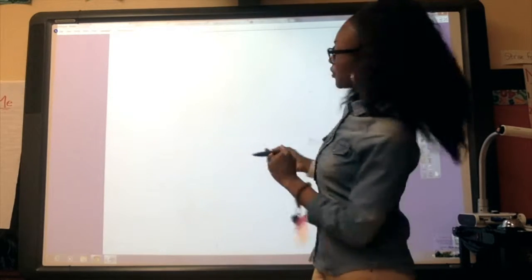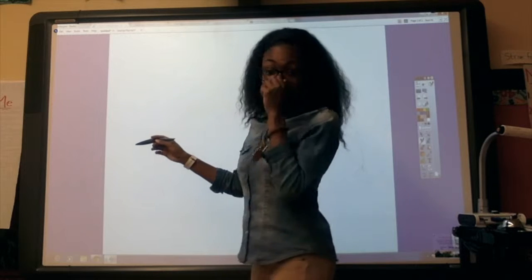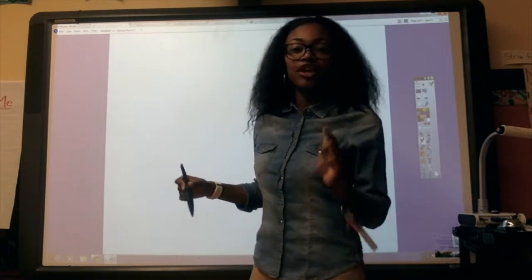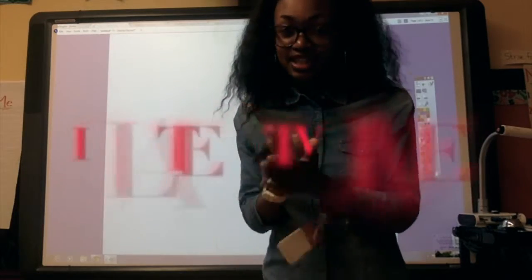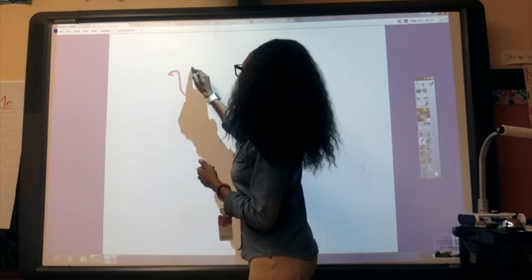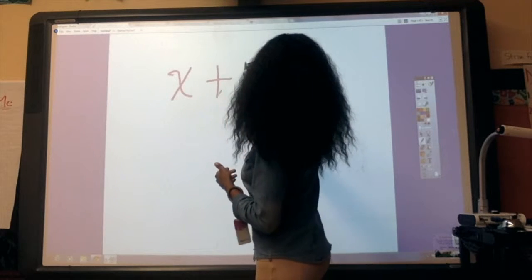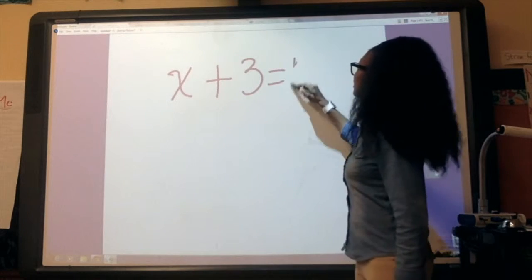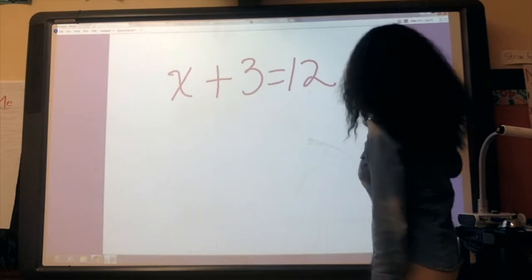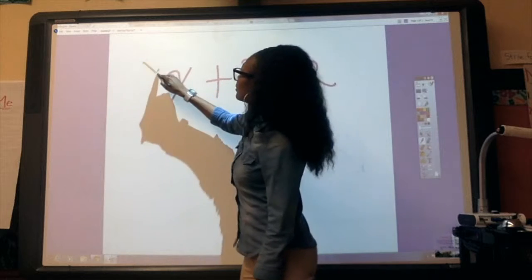Let's do an example. An equation always has a variable. So the goal of solving an equation is to get the variable by itself. Isolate that variable. Alright? So let's say we have x plus 3 equals 12. Here is my variable.